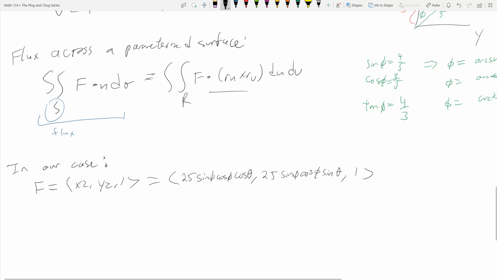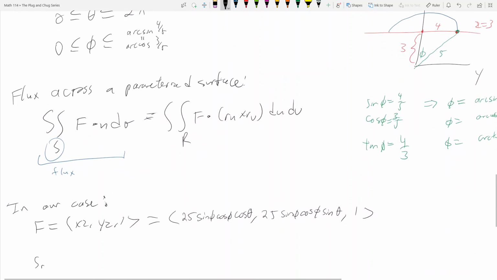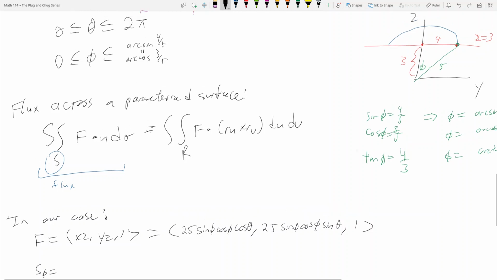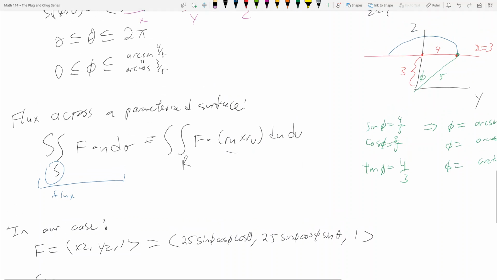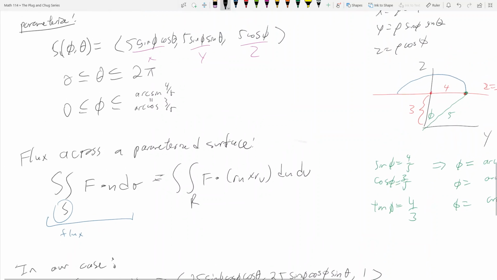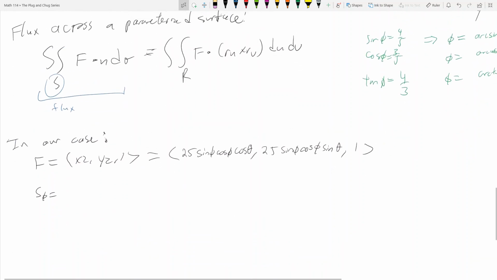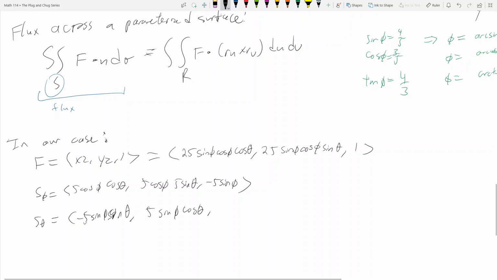And now I need to find r_u cross r_v. So in our case, that's S_phi cross S_theta. Let's find S_phi first. Remember, u and v are just placeholders for whatever you're parameterizing with respect to. Since we're doing phi and theta, we take the partial with respect to those. So S_phi is equal to 5 cosine phi cosine theta, 5 cosine phi sine theta, negative 5 sine phi. And S_theta is equal to negative 5 sine phi sine theta, 5 sine phi cosine theta, 0.